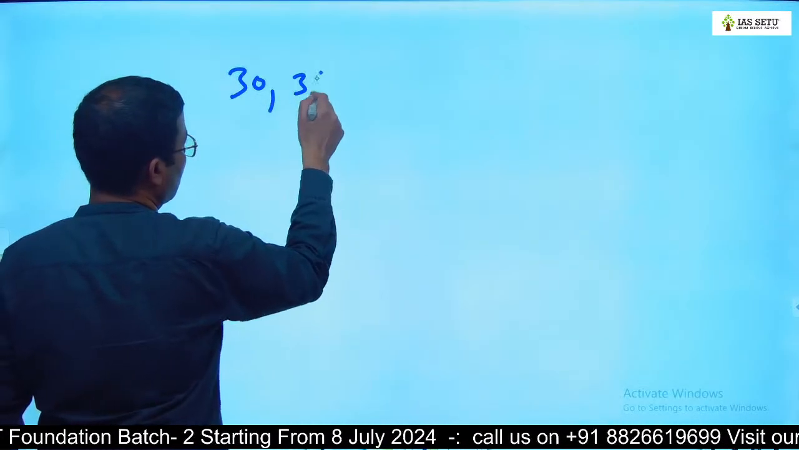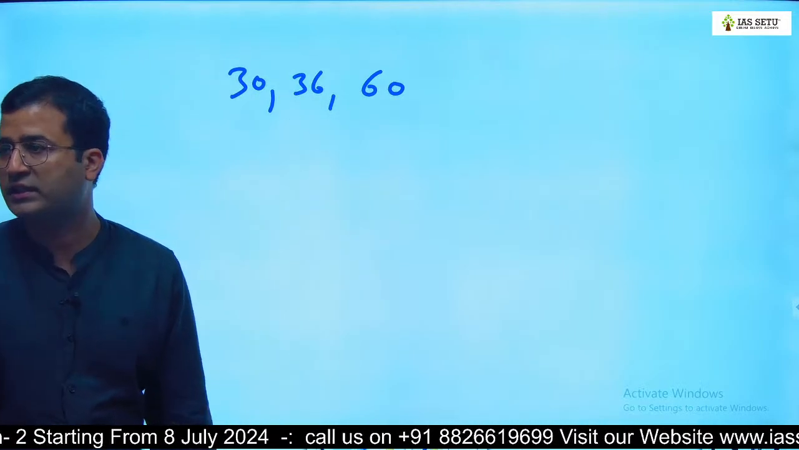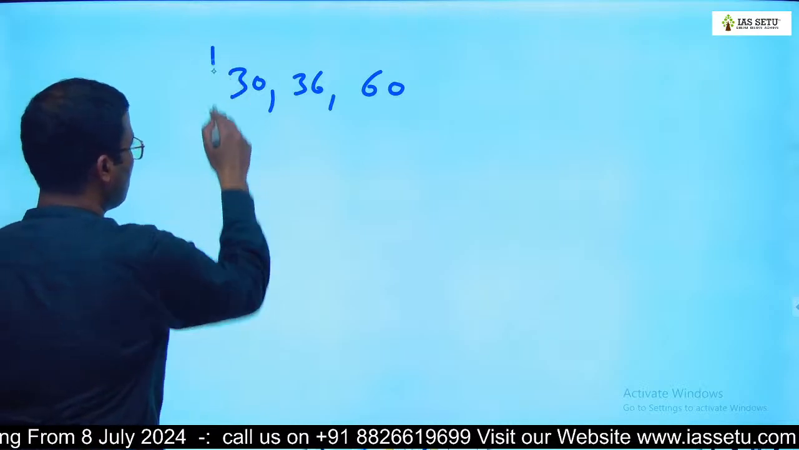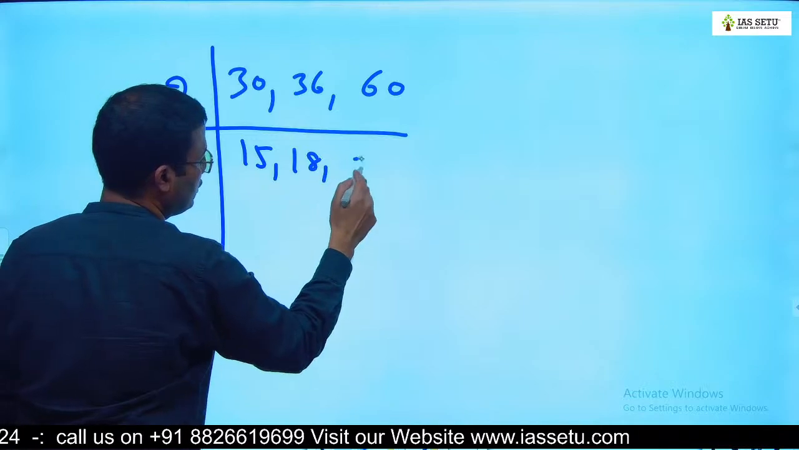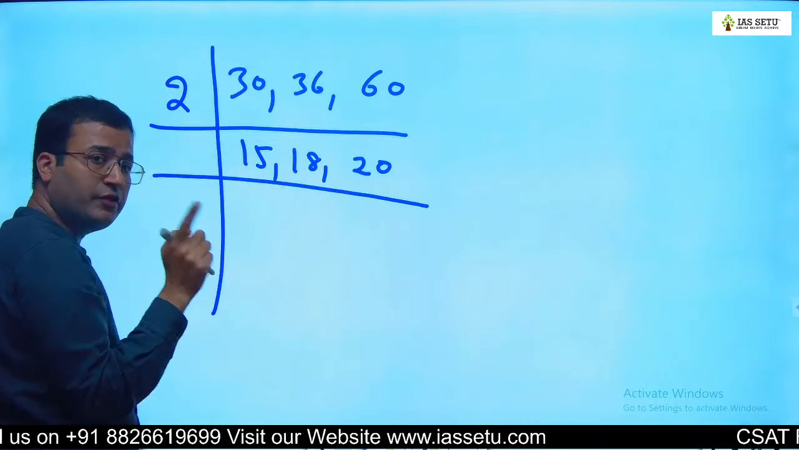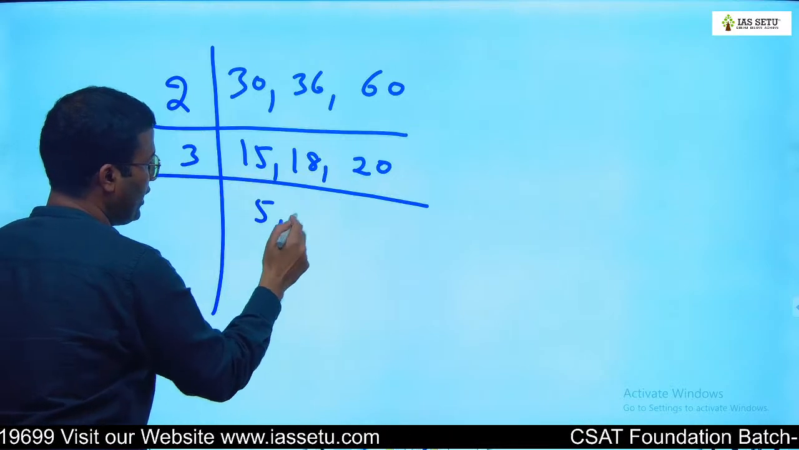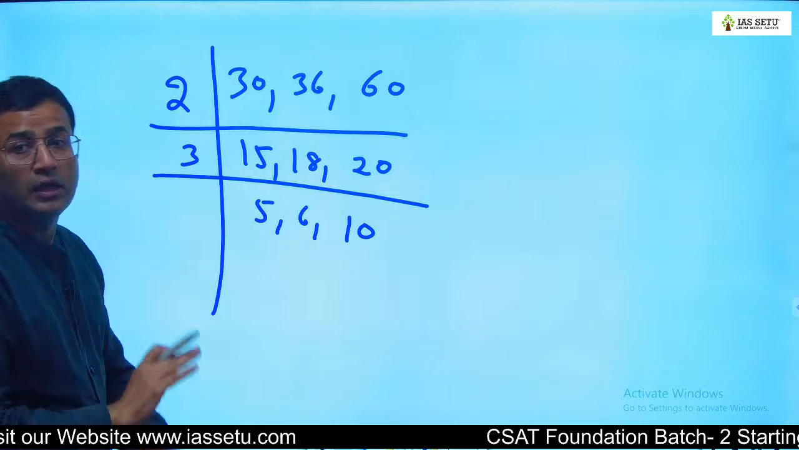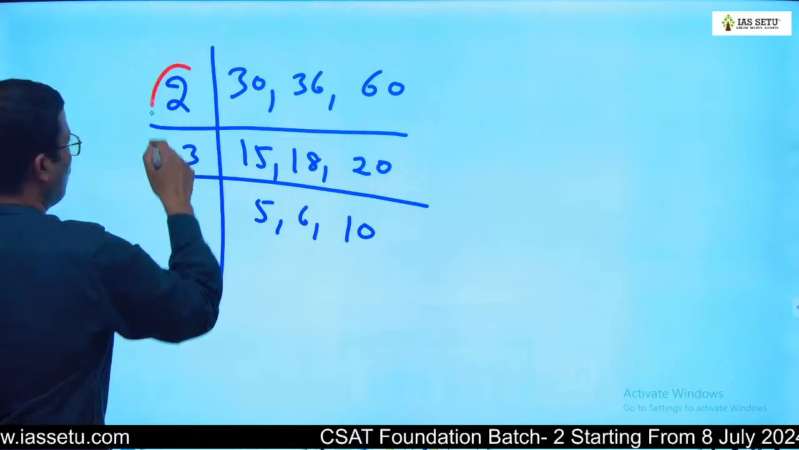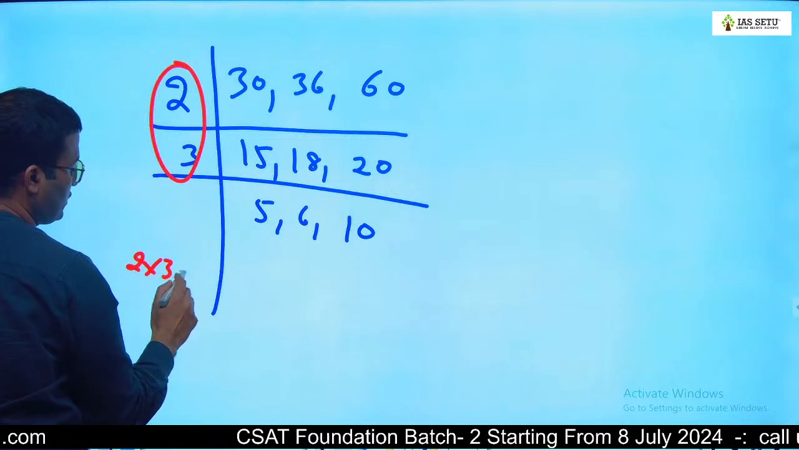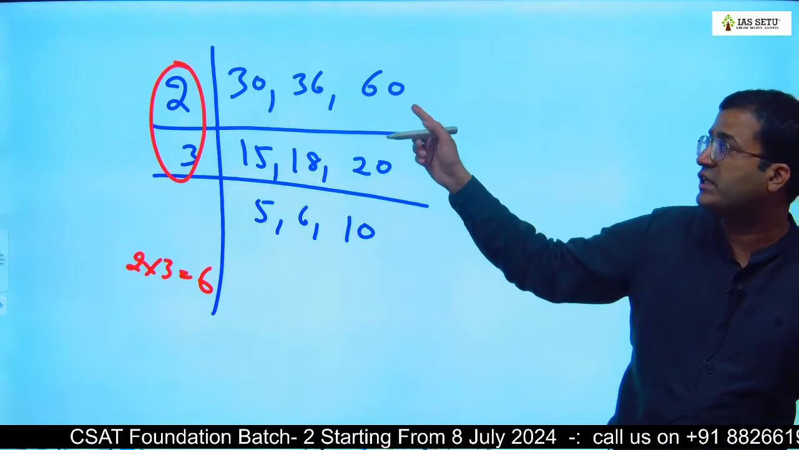30, 36. That's it. I have to take 2, 15. And still we have one more common factor. We take 3 common, 5. Then we don't have any other common factor. अब जितने भी common है उनको multiply. So 2, step by step. So what is the HCF of 30?